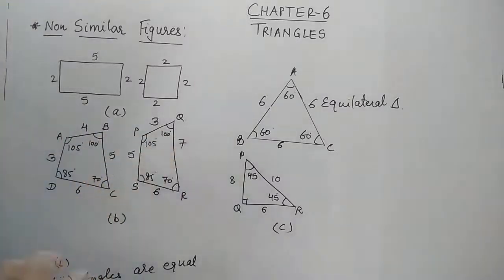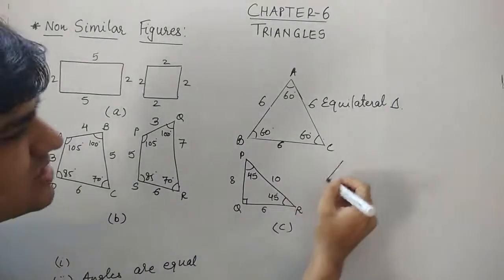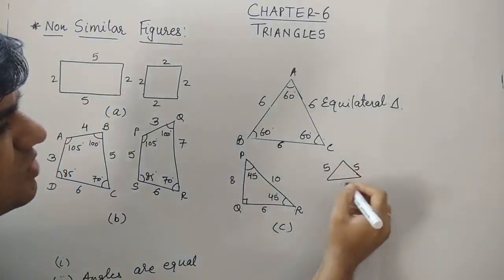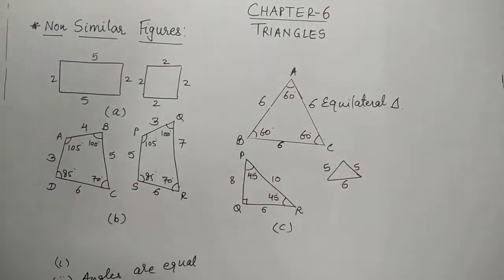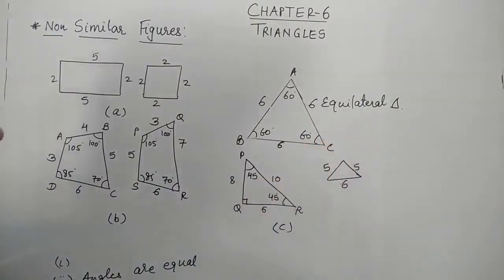The side ratios are not the same. Again let's come to this. This is an equilateral triangle and this is a right angle triangle. So here the sides are not in proportion, and the angles are not in proportion. So again we can consider that these are not similar figures. We can also take isosceles triangles, if you want to take this 5 and we can go for 6. So again we can say that this 2 and this 2 are not similar figures.